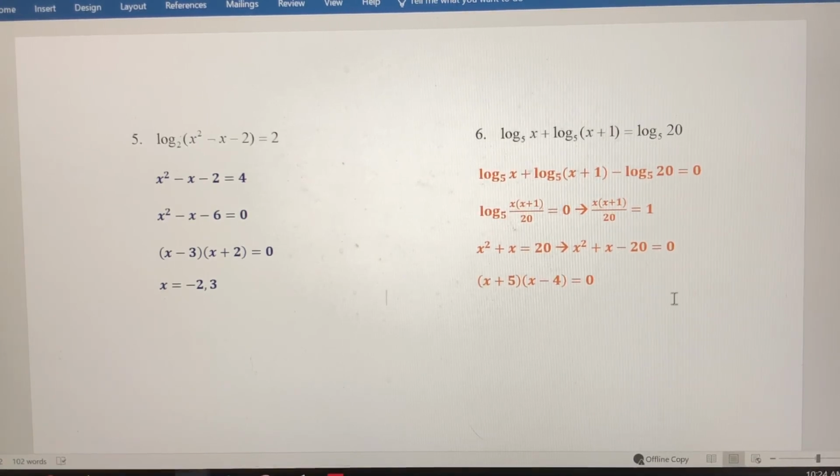Use the zero product property, and I get these two answers, negative 5 and positive 4. Okay, right away you should recognize x can't be negative 5, because 5 to any power would never be negative 5, okay? So negative 5 is going to be what we consider extraneous, all right? If I plug in 4, it's going to work. Okay, you can plug that into your calculator and see that the left side is equal to the right side. All right, so that's how you solve logarithmic equations.